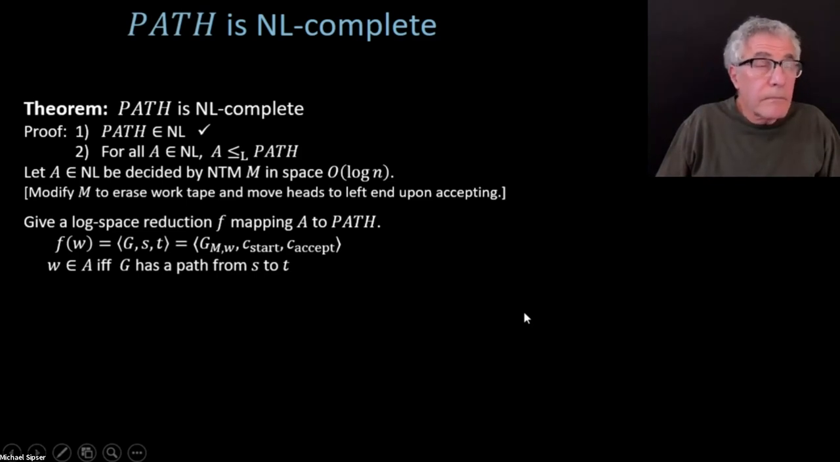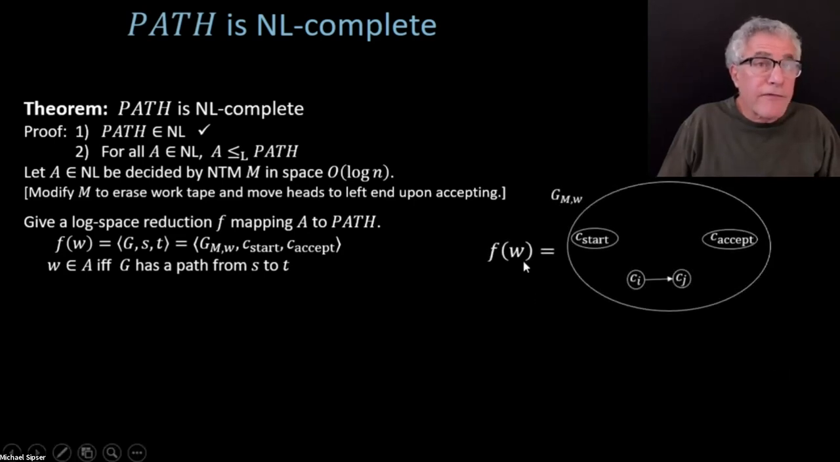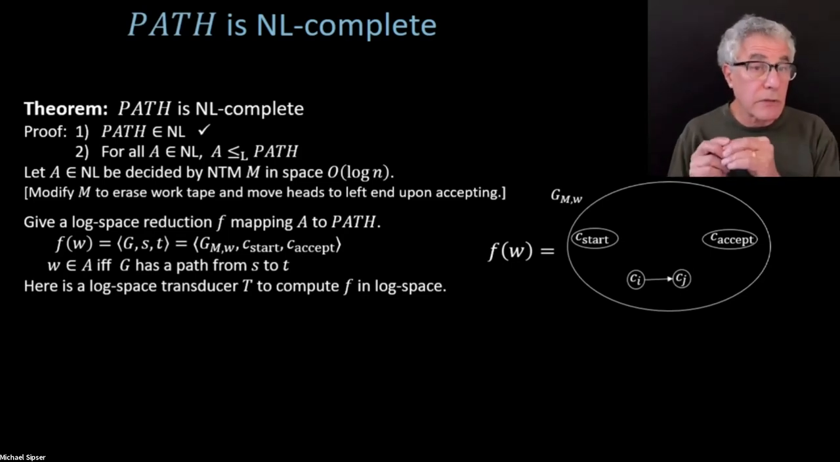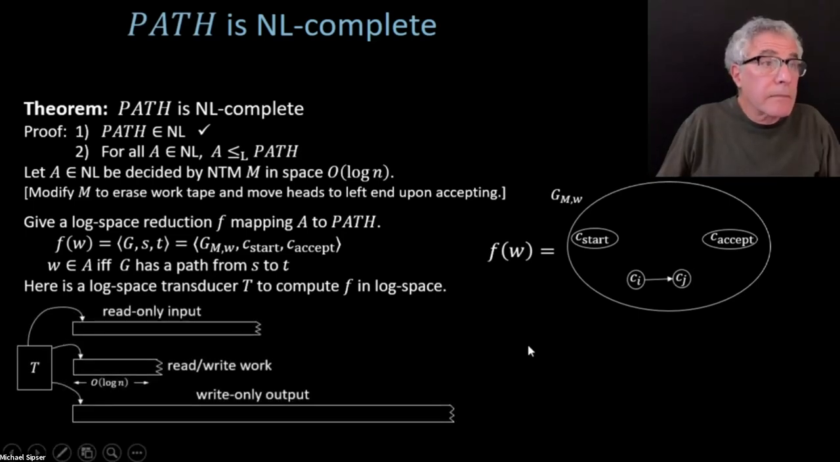So that is how it's going to look. Here's maybe a picture. f of W, where W is your problem about membership in A, is going to become a problem about membership in path. And it's just going to be the configuration graph for M on W. Now, what's left is to show that we can do this conversion with a log space transducer, so it's a log space computable reduction. Let's just try to go through that quickly. Conceptually, it's not super hard.